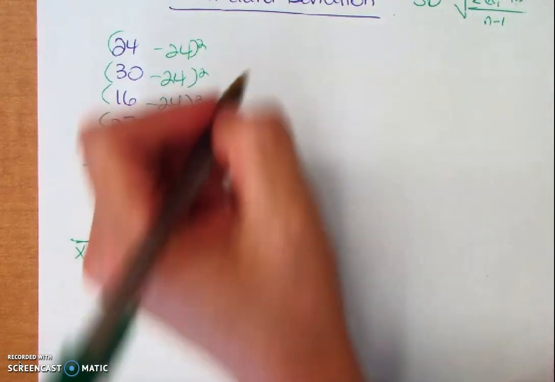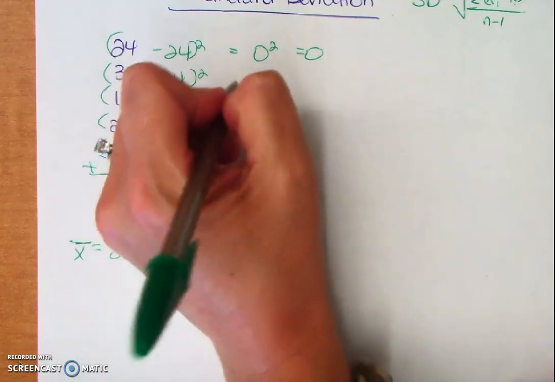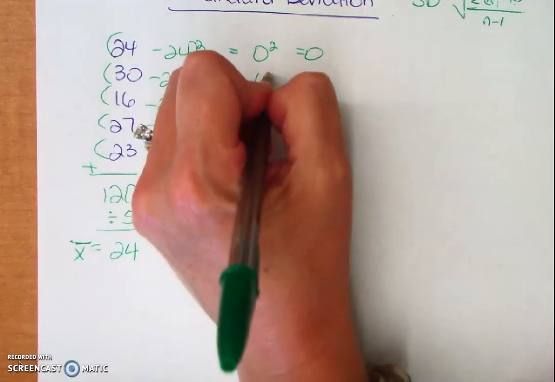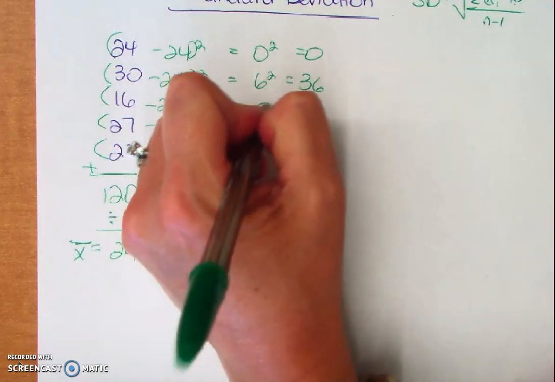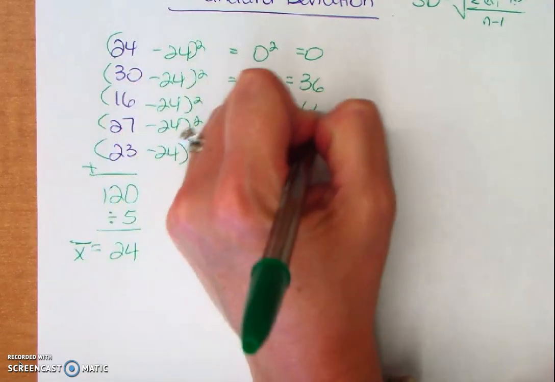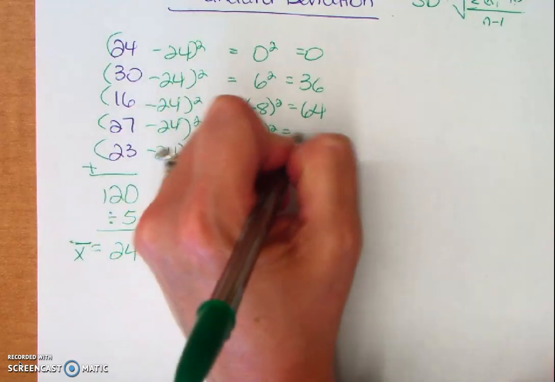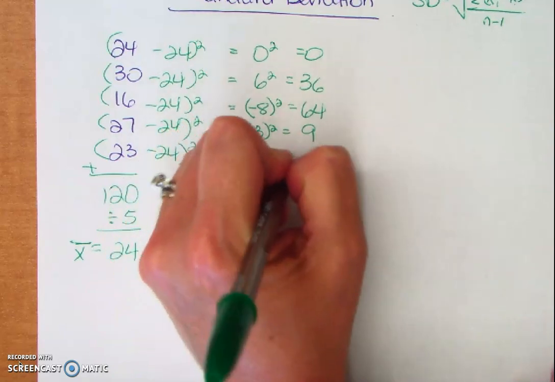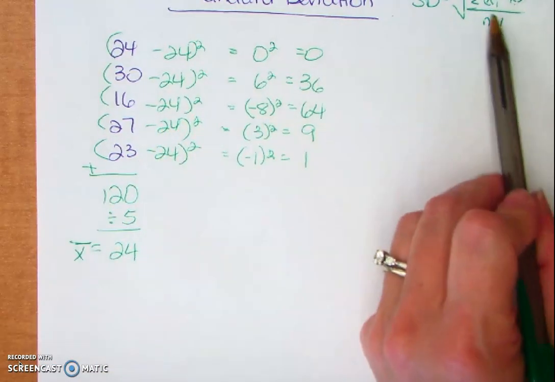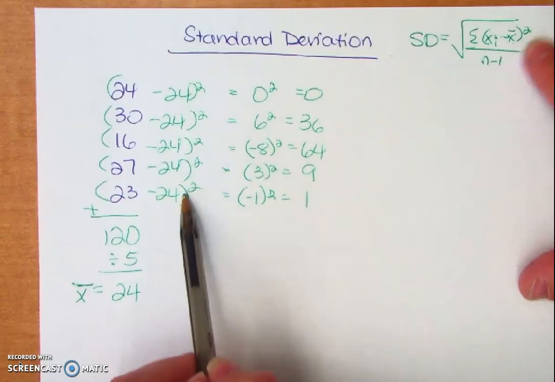Okay, so 24 minus 24 is 0 squared. That's going to be 0. 30 minus 24 is 6 squared. That's going to be 36. 16 minus 24 is negative 8 squared. That's going to be 64. 27 minus 24 is going to be 3 squared, that is 9, and 23 minus 24 is negative 1 squared, which is 1. Okay, so we took each individual x, we subtracted the mean, and we've squared it.